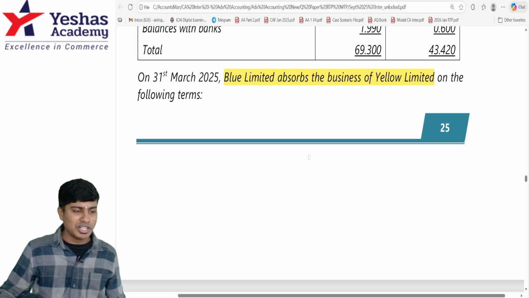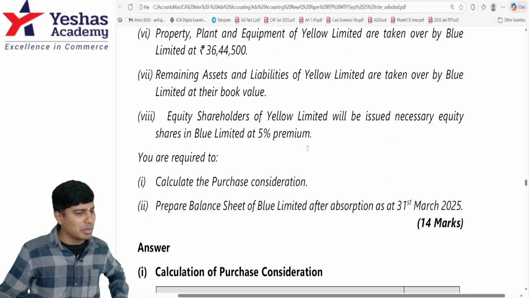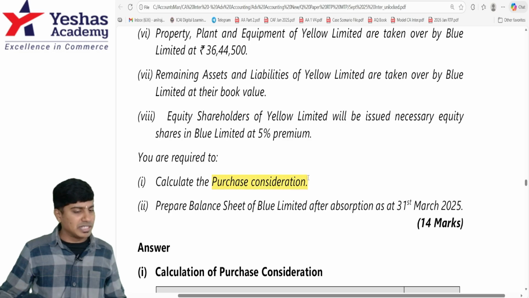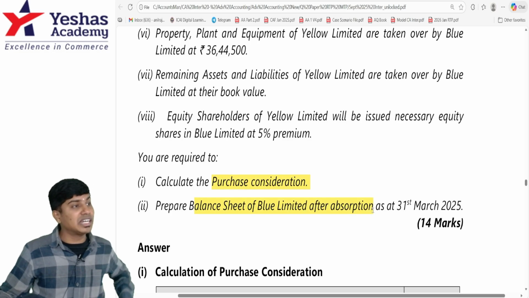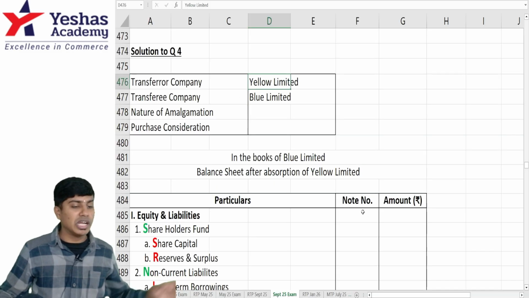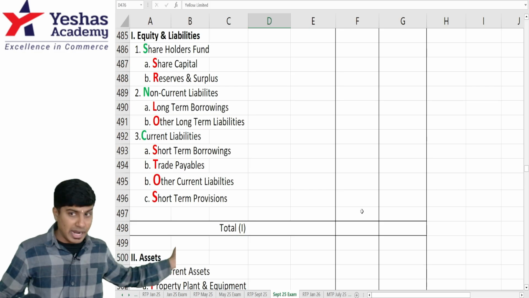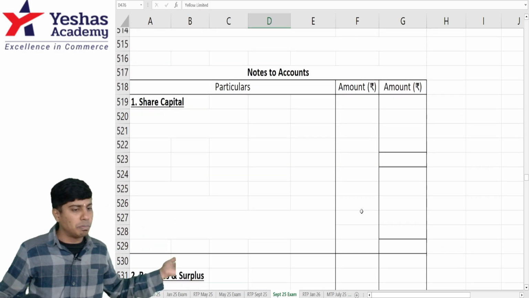Let's see what they want us to do. Don't read adjustments, come to the bottom. You need to compute purchase consideration. You need to prepare balance sheet of Blue Limited after absorption. So you are required to prepare balance sheet, and before balance sheet you are supposed to do PC.